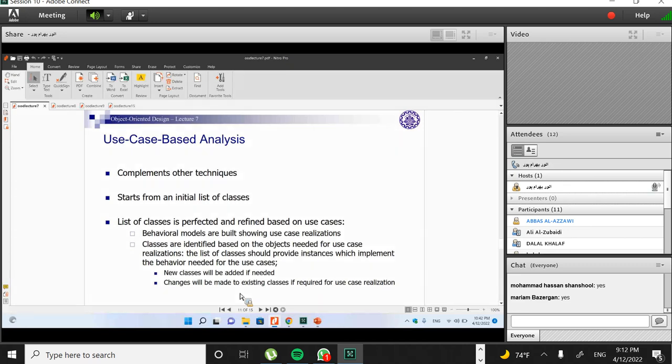When we are refining, in this phase we refine the existing classes by changing their definitions if needed, according to behavioral models and so on.